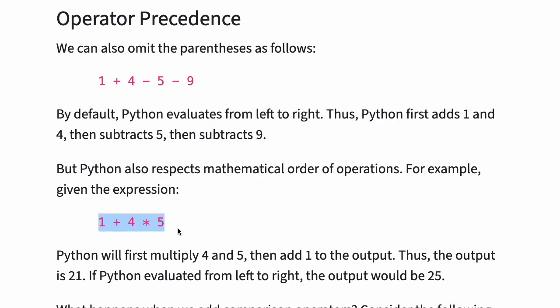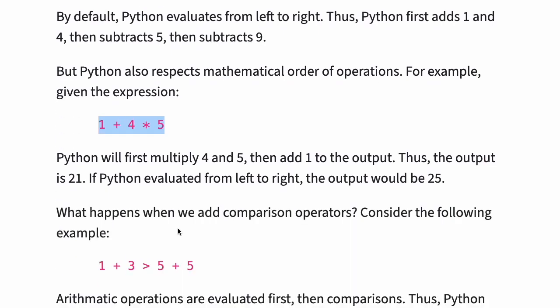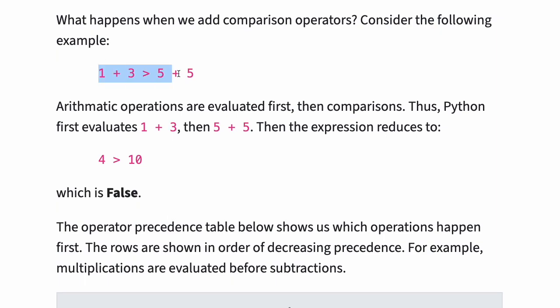What happens when we add comparison operators? Consider the following example. 1 plus 3 is greater than 5 plus 5. Arithmetic operations are evaluated first, then comparisons. Thus, Python first evaluates 1 plus 3, then 5 plus 5. Then the expression reduces to 4 is greater than 10, which is false.